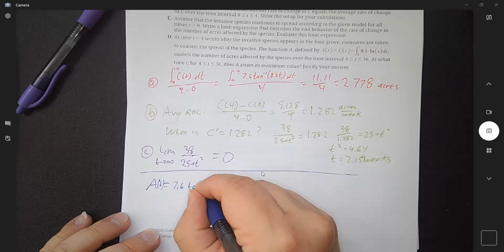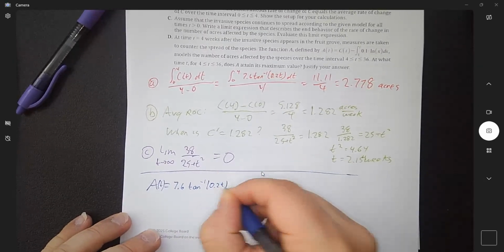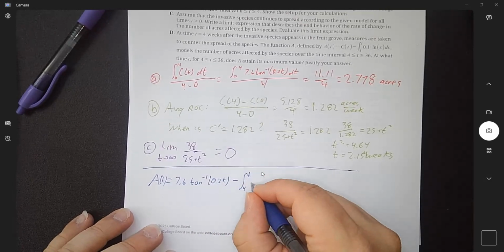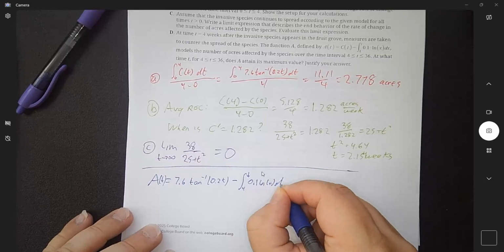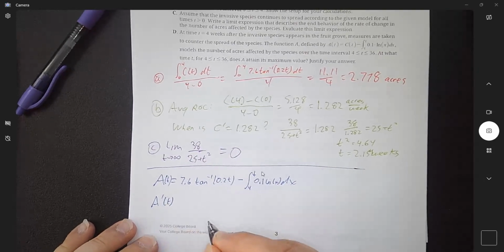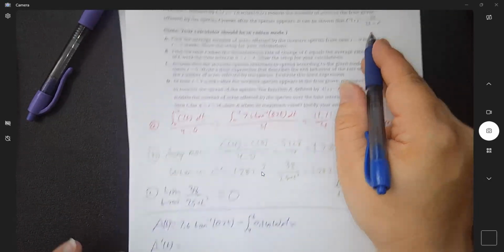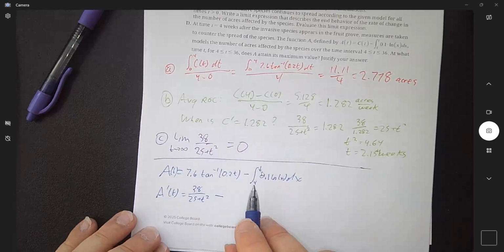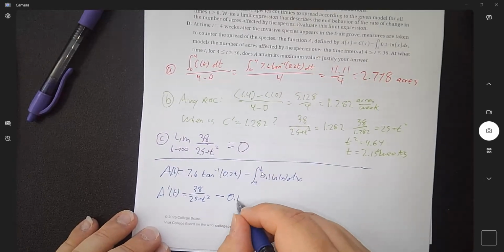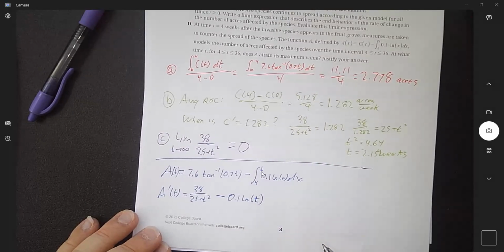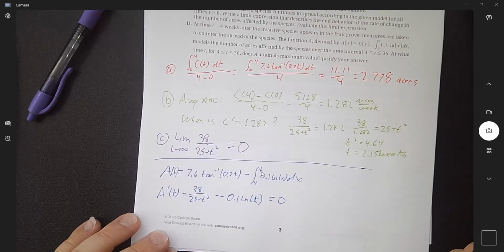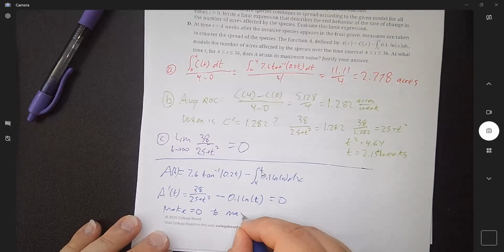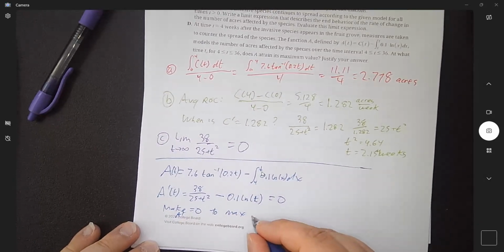I'm getting allergic to all this calculus. 0.2t, okay, minus the integral from 4 to t of 0.1 natural log x dx. I need to take the derivative of this. So the derivative is going to be this derivative up here, 38 over 25 plus t squared, minus the derivative of the integral, which is itself, 0.1 natural log of t. Okay, and we want to know when this is equal to 0. So make A prime equal 0 to maximize A.